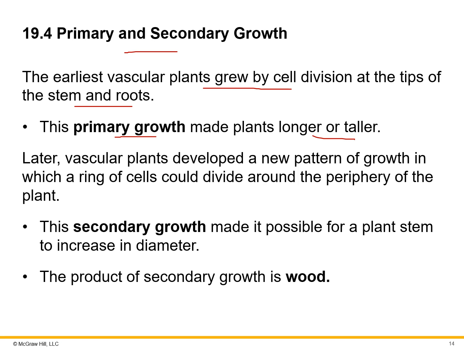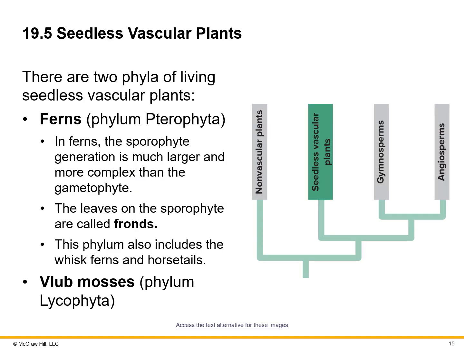Then later the vascular plants developed a new way of adding rings of cells that could divide on the periphery, so getting them wider, and that's referred to as secondary growth. So that allowed them to increase in diameter from the stem. So the product of secondary growth there is wood. So we think about like the annual ring. So as the tree continues to get wider and wider, that is secondary growth. How tall the tree gets is the primary.